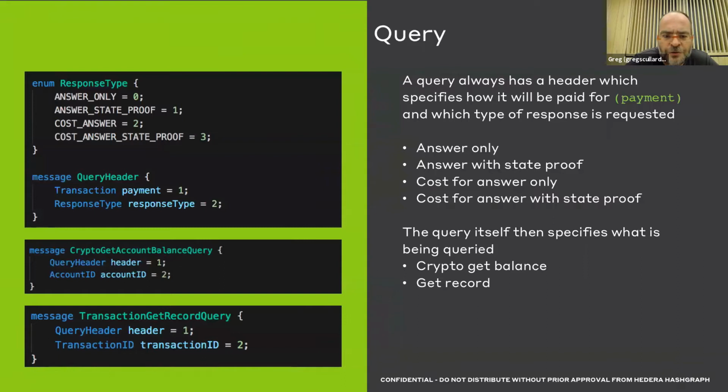The third option for a query is a cost for answer only. So you may want to ask how much it would cost for this query to be run.